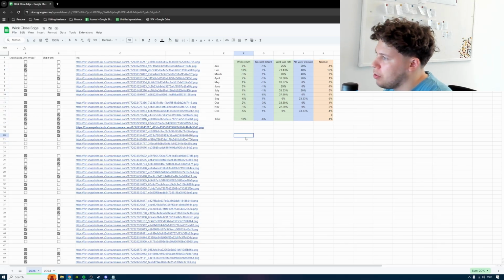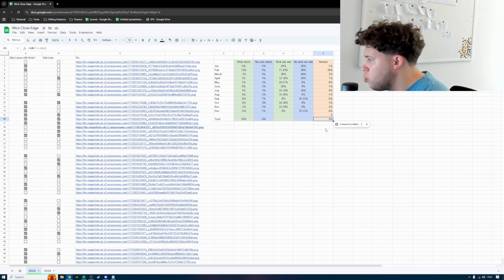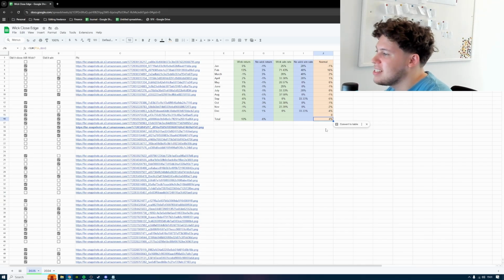So as you can see with the results, the edge that I've altered returned me 10% in 2025. Doesn't sound like a lot, right? But if we take this edge out and just traded the strategy normally, what do we return? 4%. So over just 2025, this would have made me an extra 6% profit, which on 100k is 6 grand. So it does make a difference.